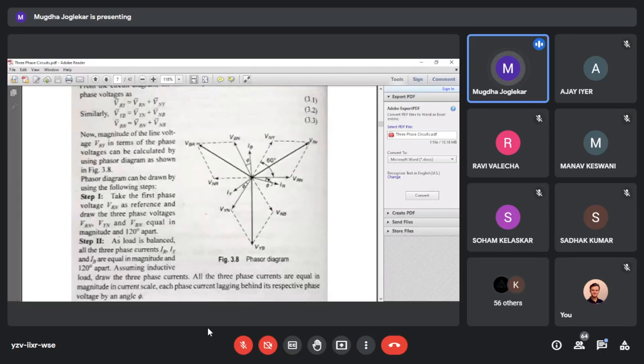Same here for the second, VYB is equal to VYN plus VNB. So here we have VYN, but we don't have VNB, we have VBN. In the opposite direction to VBN, draw dotted lines. So we will get VNB. Phasor addition of these two will produce VYB. Same for VBR. Is that clear, everybody?